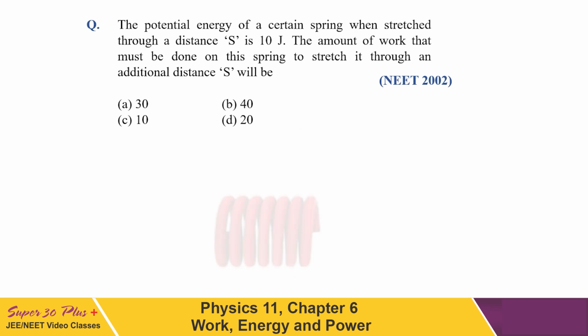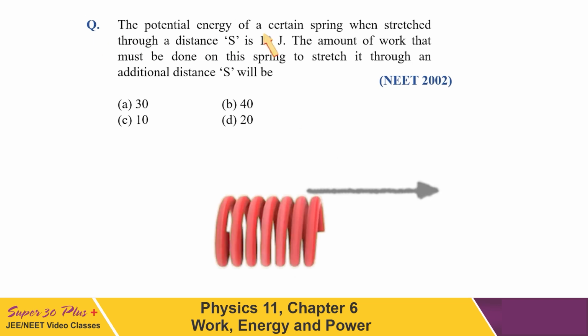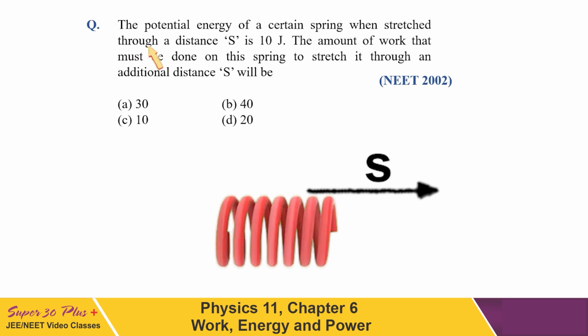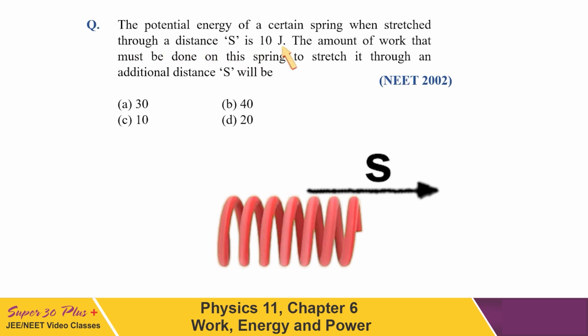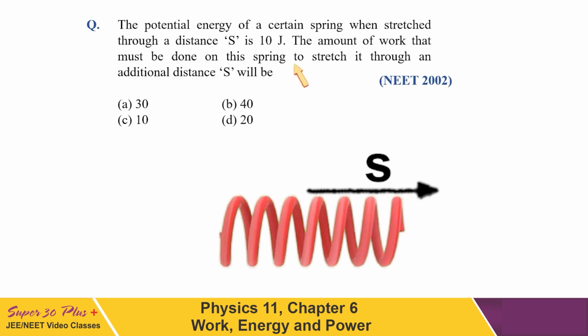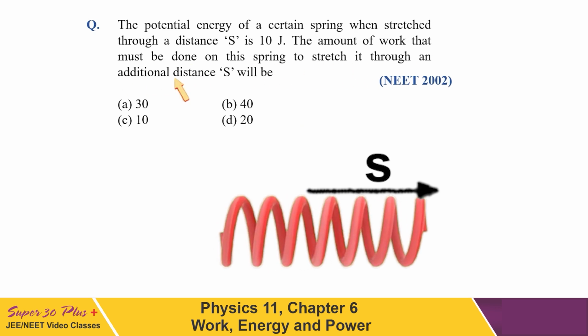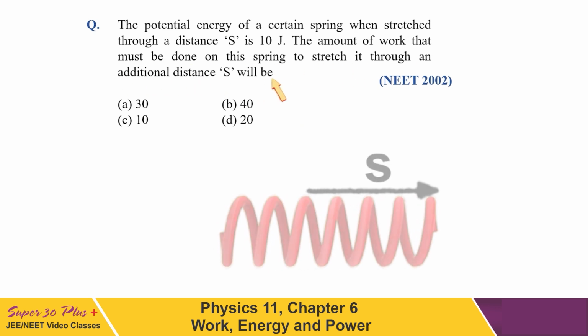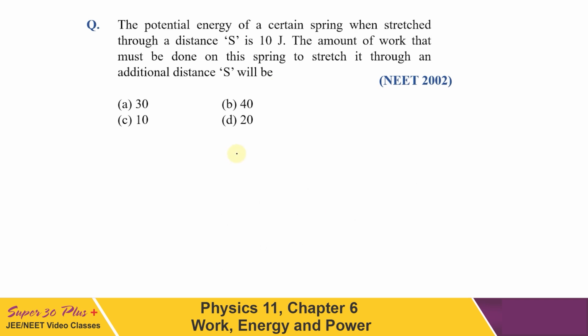The next question. The potential energy of a certain spring when stretched through a distance s is 10 joule. The amount of work that must be done on this spring to stretch it through an additional distance s will be. This is similar to the previous one. We can write 10 to be equal to half k, and this x has to be s this time. So this is half k s squared.